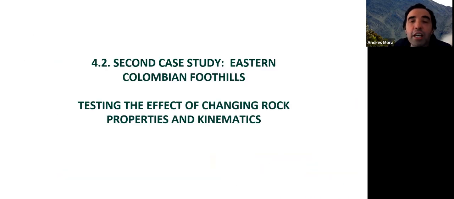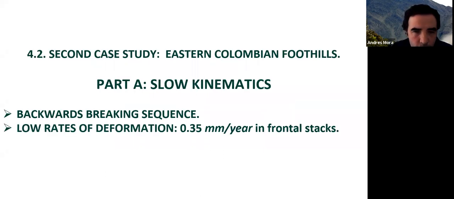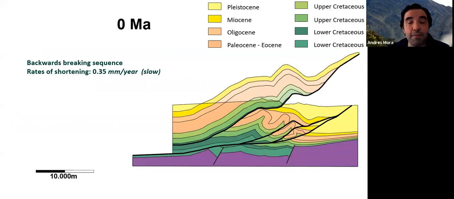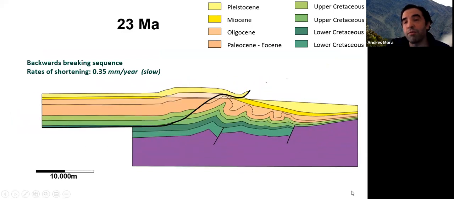We can see a second case study where we try to be closer to the calibration, and we are trying to test the effect of changing properties and kinematics. In the first try, we test the effect of slow kinematics using a backwards breaking sequence of deformation and low rates of deformation. I'm referring to rates of deformation in the frontal triangle zone. There is a big thrust to the west, but these are the rates of deformation of the frontal triangle zone that are, I would say, low, 0.35 millimeters per year in the frontal stacks. And we proceed with the sequence of deformation, which is this one.